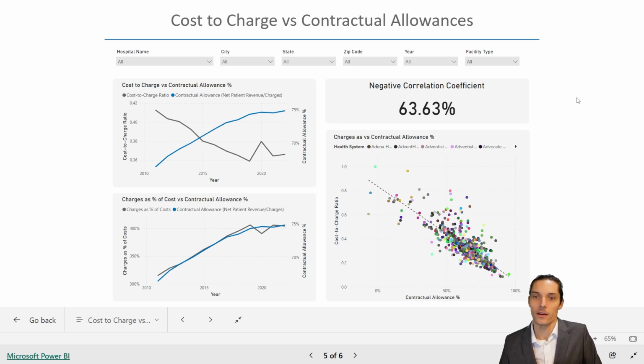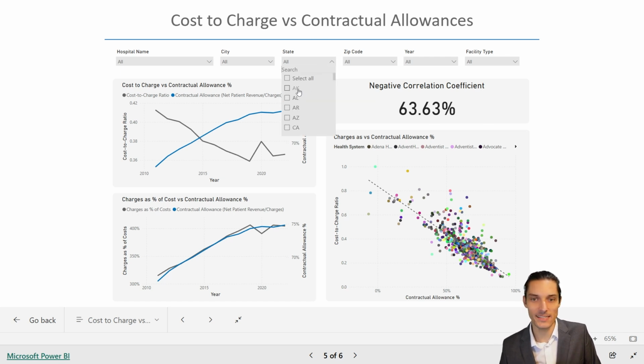And what we see is that contractual allowances and cost to charge ratios are negatively correlated by 63%. The way we got to this was just a correlation coefficient as well as a regression. And so if you look below, we have a regression here that shows all the hospitals that we plotted out in terms of contractual allowance percentage and cost to charge ratio. And it's certainly downward, to where if you have a lower cost to charge ratio, you have a higher contractual allowance. The same goes for that negative correlation coefficient.